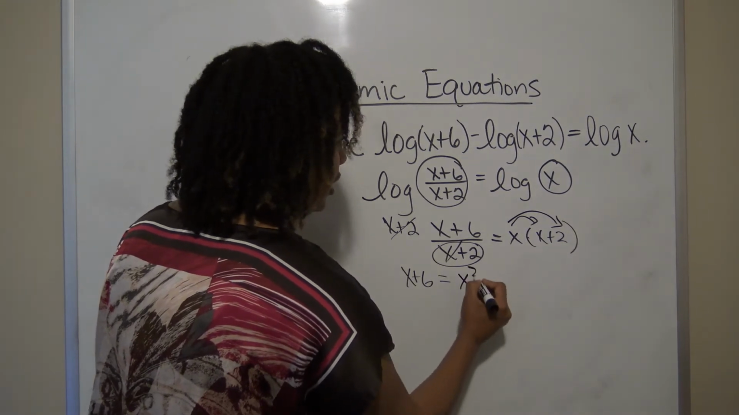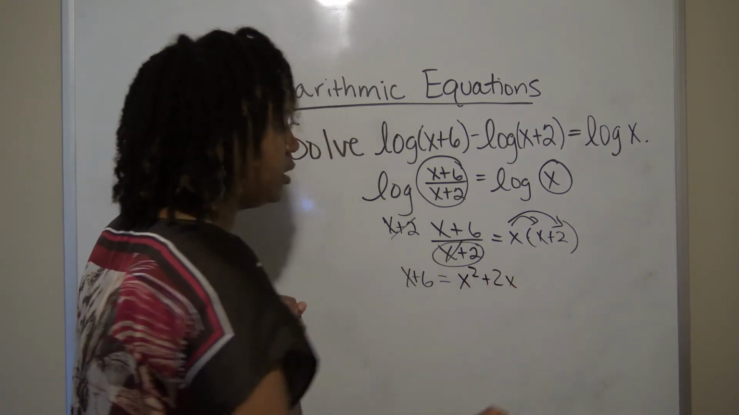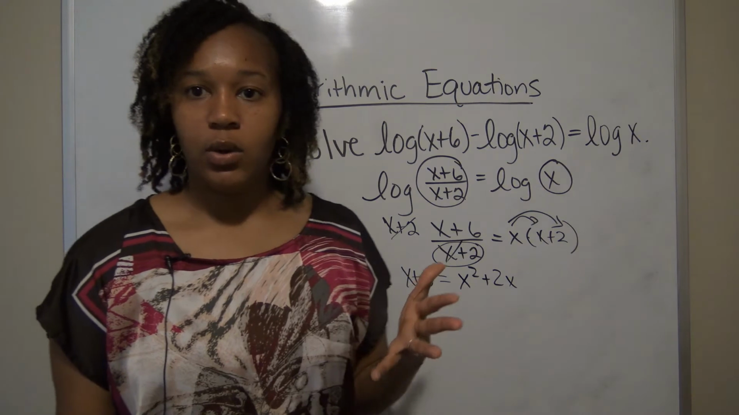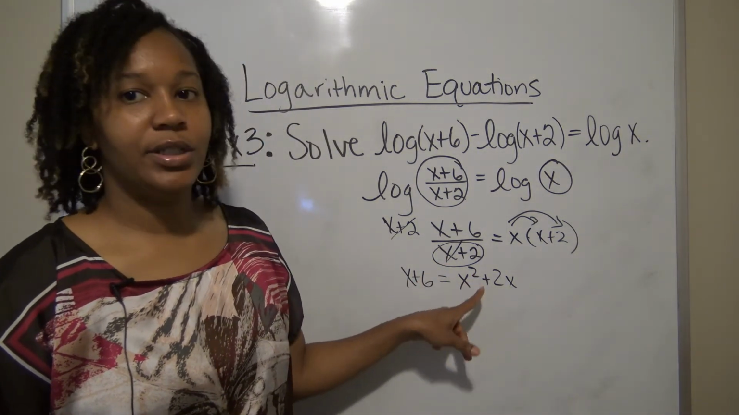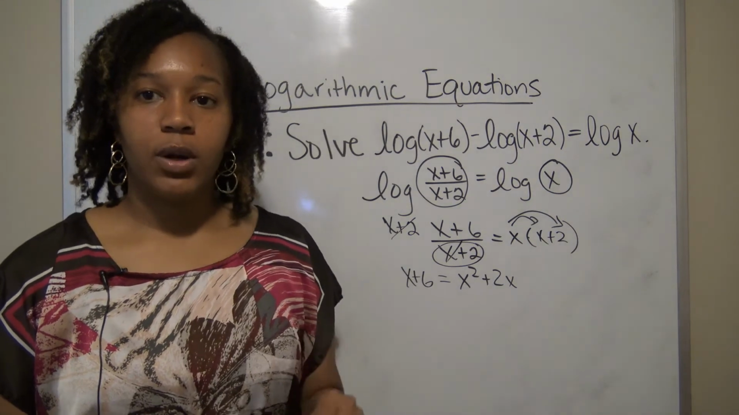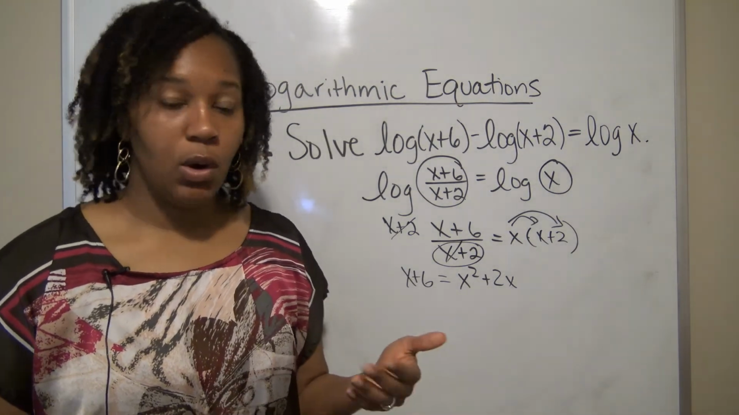And that gives me x squared plus 2x. So it looks like I'm going to end up with a quadratic equation. How do I know it's going to be quadratic? Because the highest exponent is 2. And remember, whenever you deal with a quadratic equation, you need to get 0 on one side.